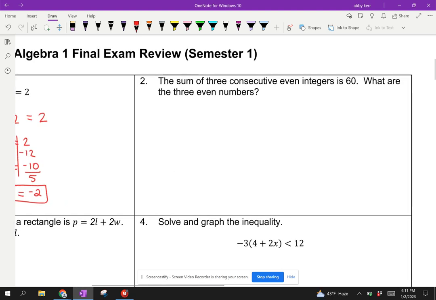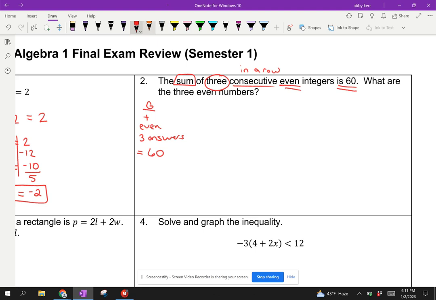Now, number 2 is a word problem. This semester, we use the GUESS method. So the given, we know that we're going to be adding because it says the sum. Consecutive means in a row. And then even, that's really important for our pattern. And we know that we're going to have 3 answers. And then the word is in math means equal to 60.